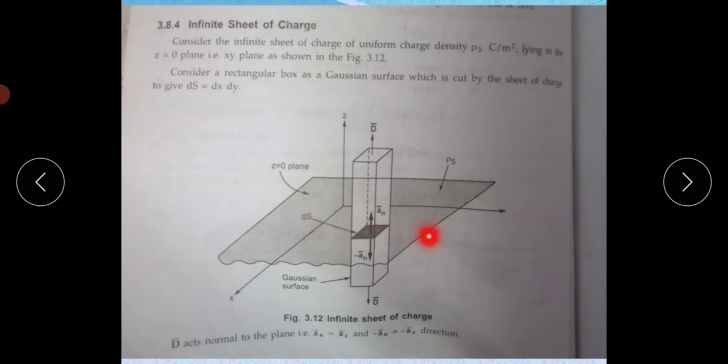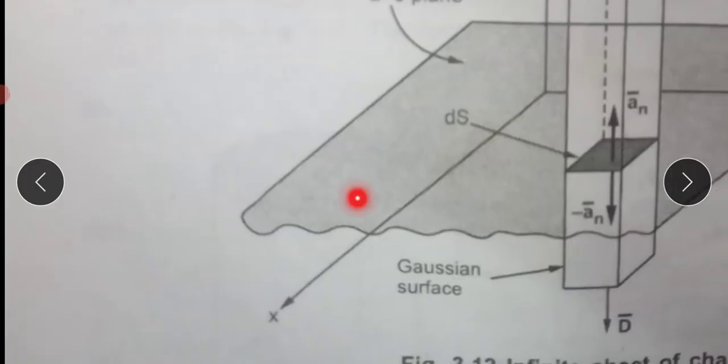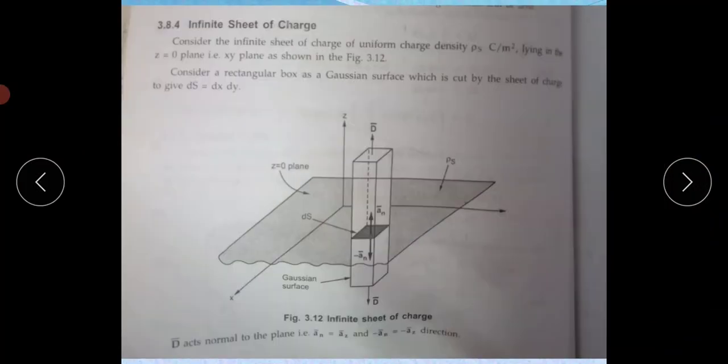So first, select a differential charge. Here, this is one differential sheet of charge. This differential surface area equals ds. This sheet is normal to the z coordinate, so ds equals the differential surface area normal to the z coordinate. So ds equals dx into dy. Next, to apply Gauss law we have to use a Gaussian surface. To enclose this differential sheet of charge, we use a rectangular box Gaussian surface. So this is the rectangular Gaussian surface.